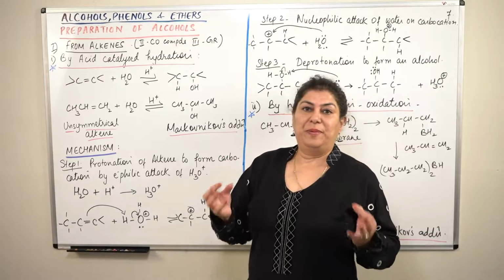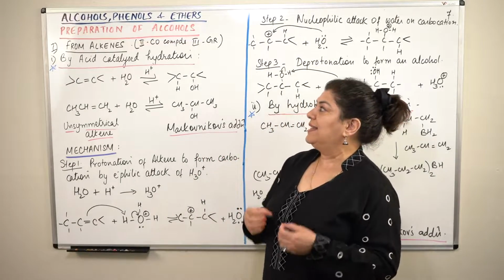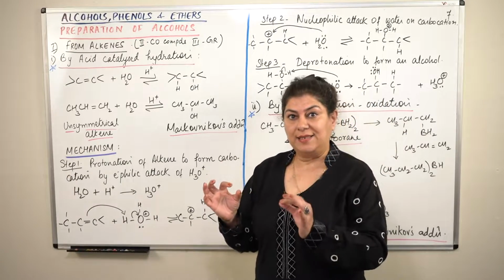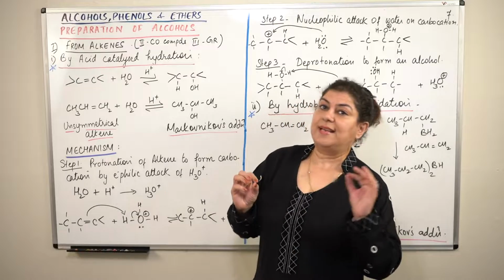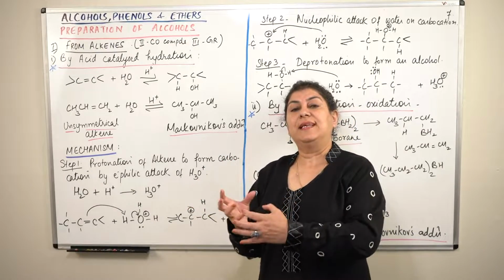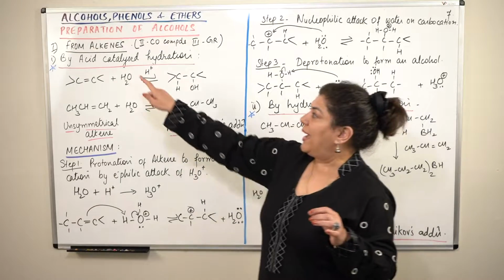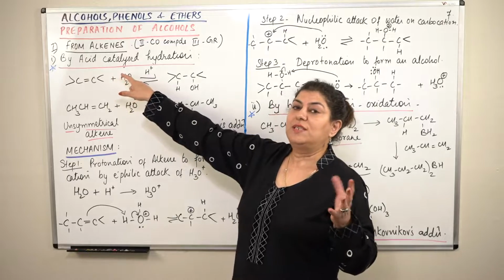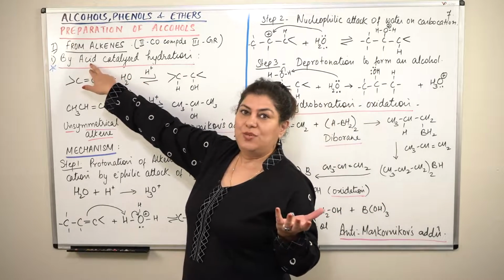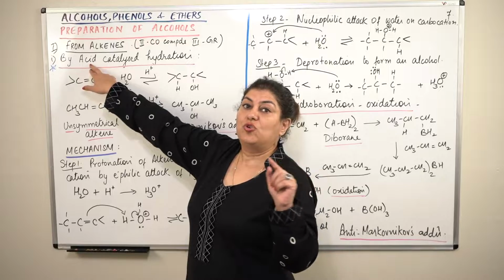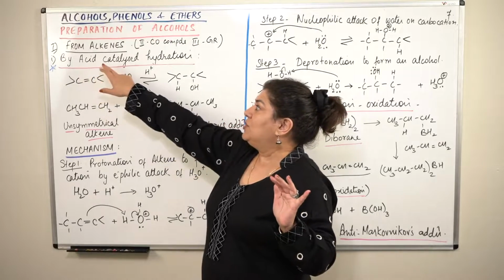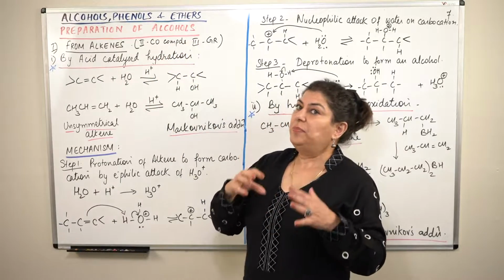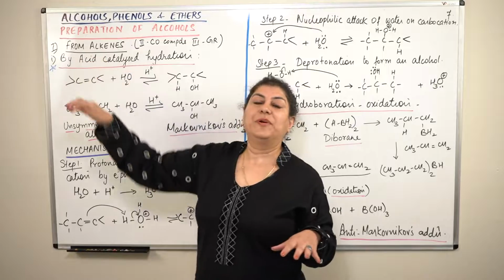The first method of preparation of alcohols from alkenes is by acid-catalyzed hydration. Acid-catalyzed means the catalyst is an acid. Hydration means addition of water. So the reaction is catalyzed by an acid. And why do we use an acid? Because it's a source of protons, H positive. So the reaction is where addition of a water molecule takes place in the presence of an acid, that is, in the presence of a proton.